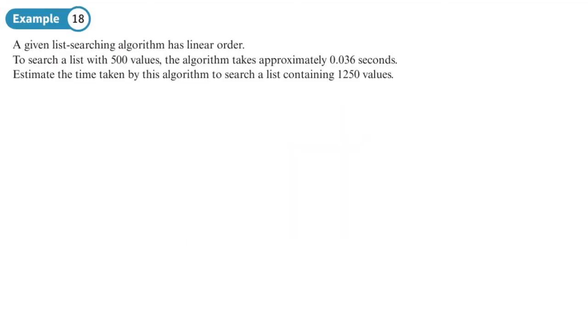Okay, a given list searching algorithm has linear order. To search a list with 500 values, the algorithm takes approximately 0.036 seconds. Estimate the time taken by this algorithm to search a list containing 1,250 values. Okay, so if it's a linear order, that means the time taken is proportional to the number of values.